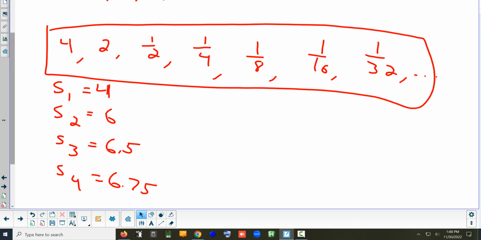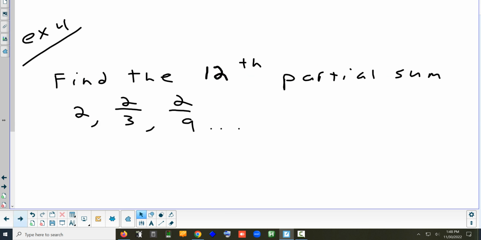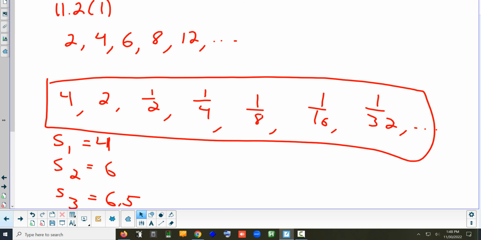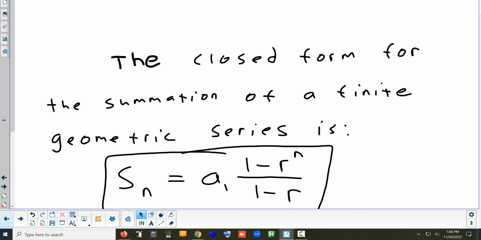Now, I'm going to show you a way we can add these up without having to do it by hand. Does anybody remember what kind of pattern this is called when you multiply by a number to get from one to the next? Geometric. Yep. And there is a formula to add up a finite amount of terms. So we're not talking about infinite. We're just talking about maybe the first 5, the first 20. You can do the first 1,000,000 if you want. But you're stopping somewhere.